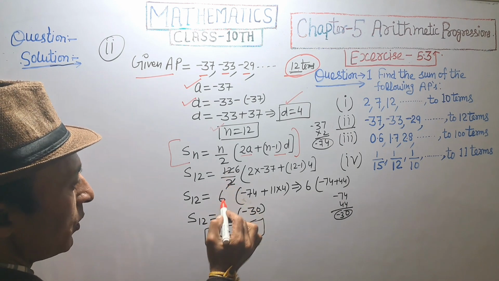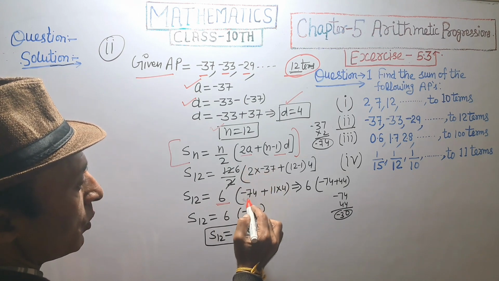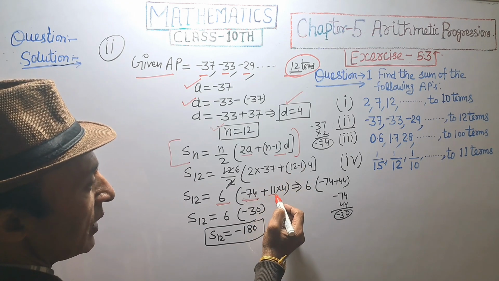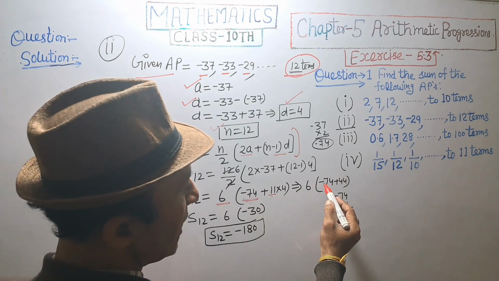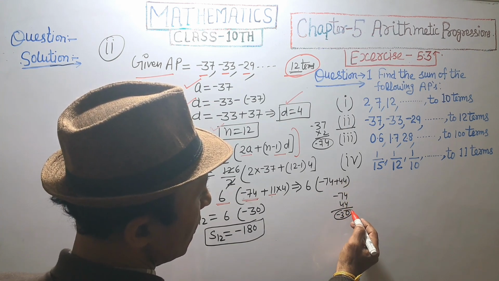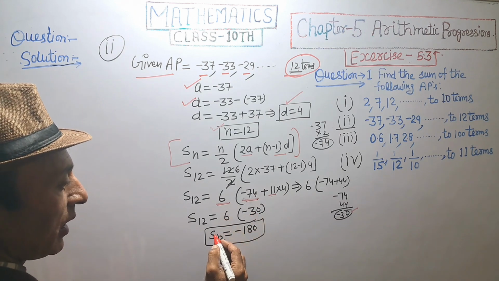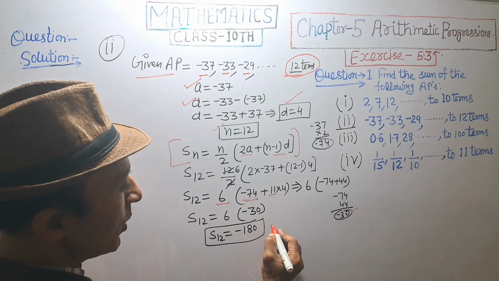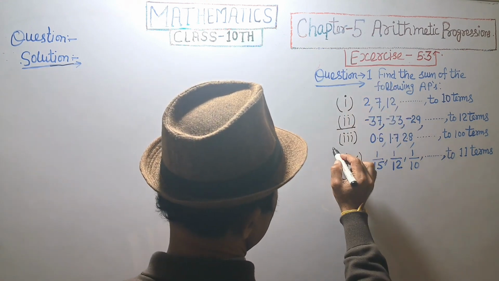12 divided by 2, answer is 6. 37 multiplied by 2, that is minus 74, plus 12 minus 1 is 11, and 11 multiplied by 4 is equal to 44. Adding minus 74 and plus 44, we get minus 30, and minus 30 multiplied by 6, we get the value of S12, sum of 12 terms, that is equal to minus 180. Answer.